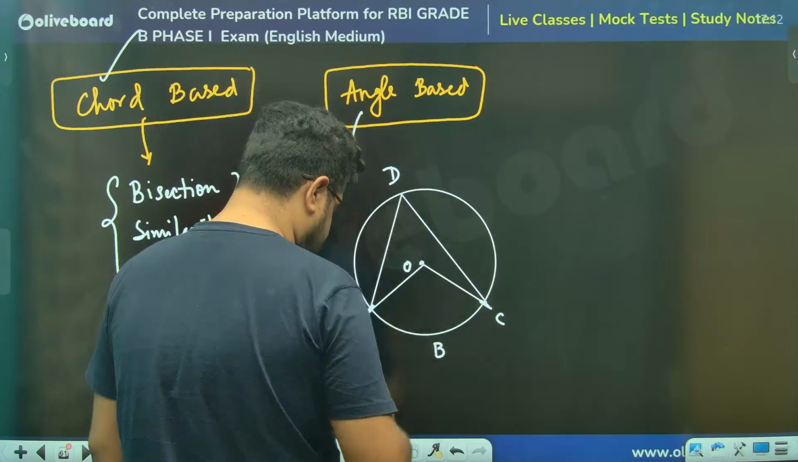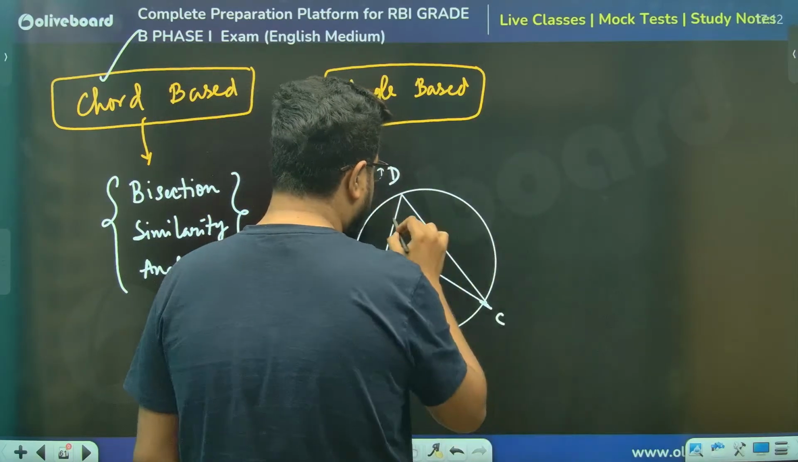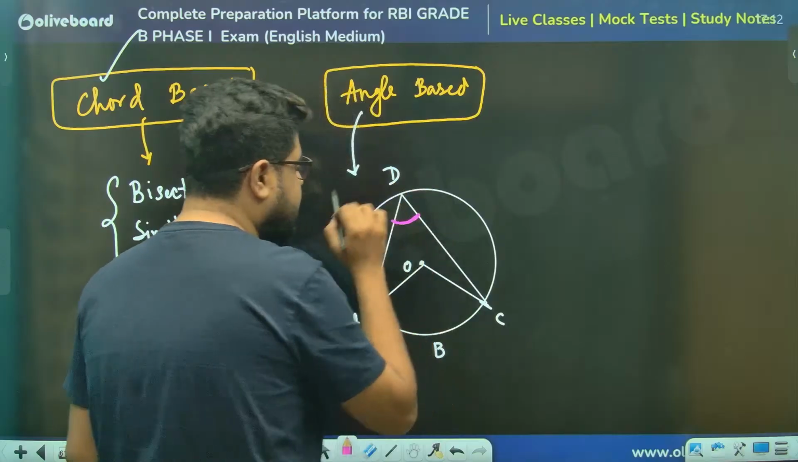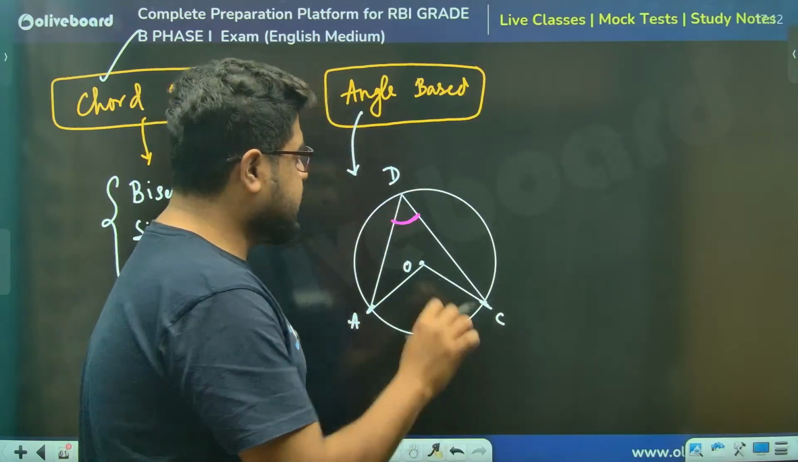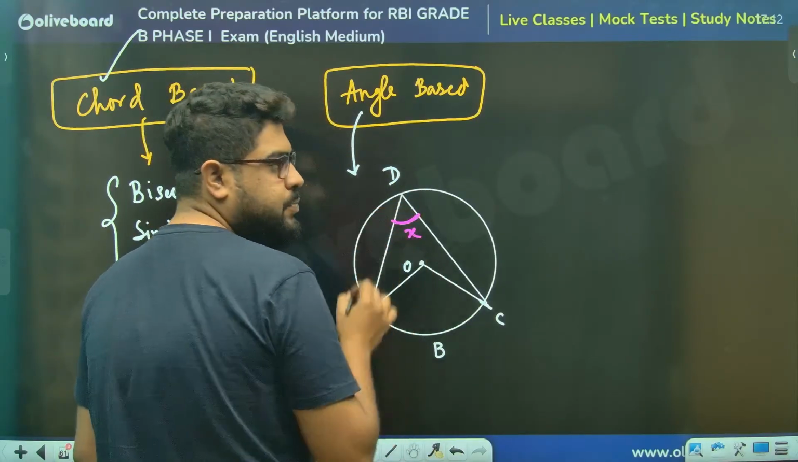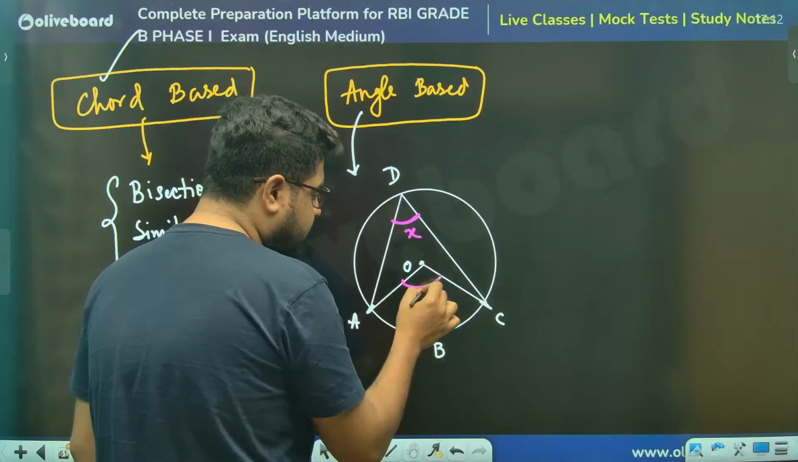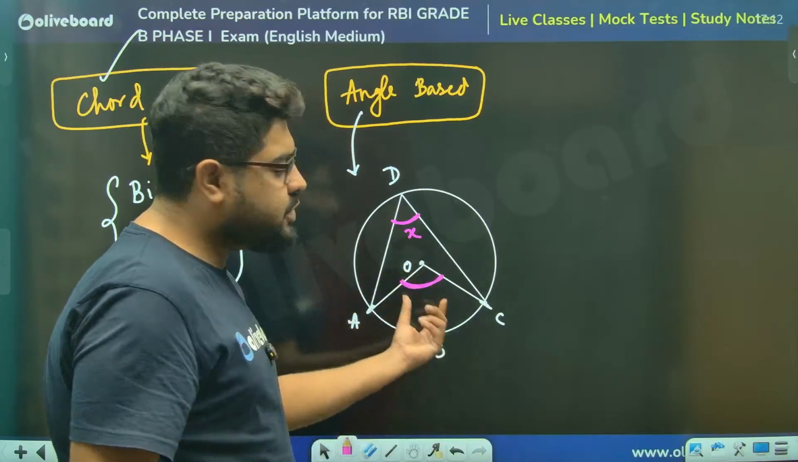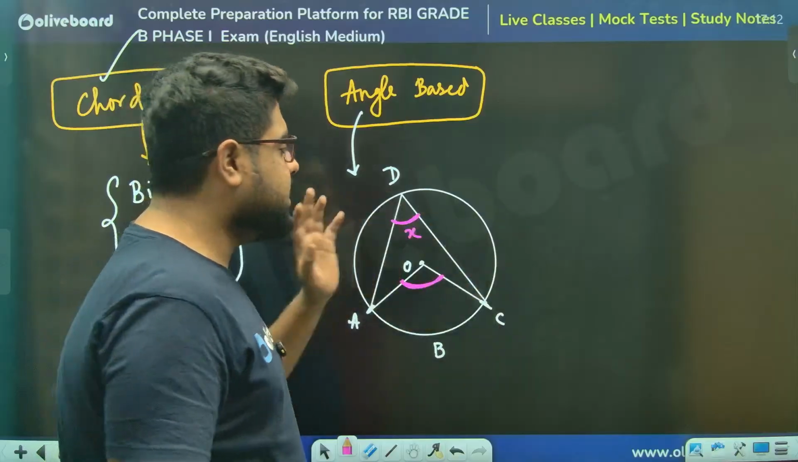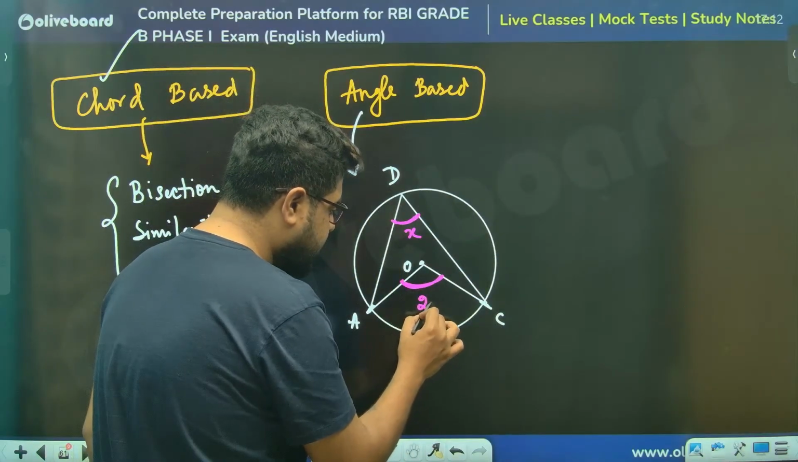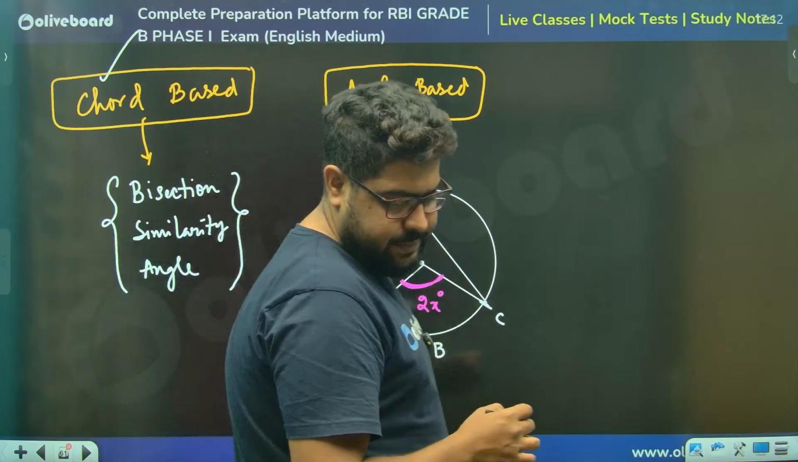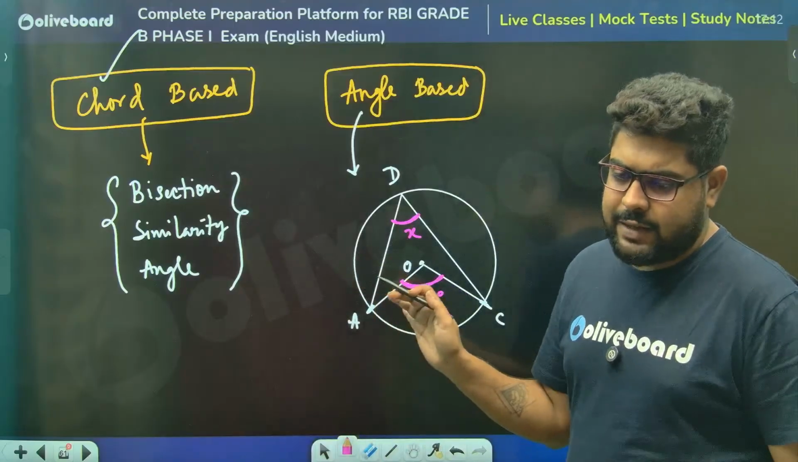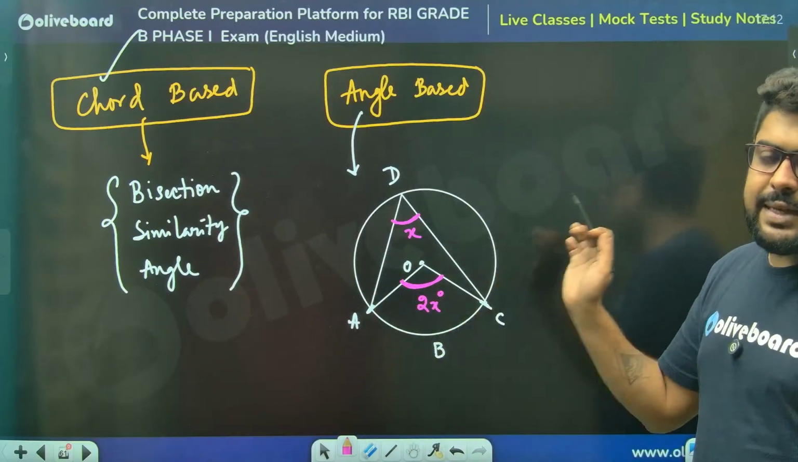Whatever angle is being made on the circumference, if this is x degree, this is always half of this central angle. Or you can conversely say the central angle will always be twice of this angle. So this is 2x degree. Perfect. The very basic stuff. This is the most basic thing.